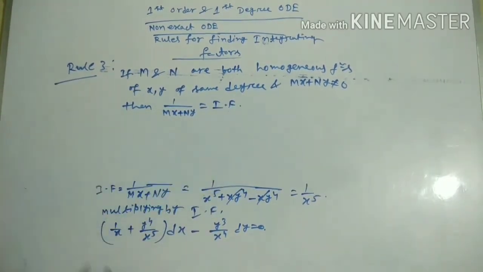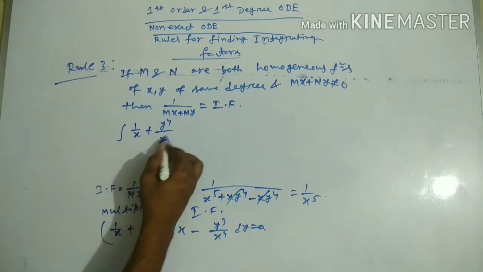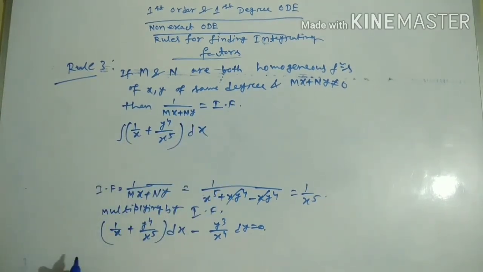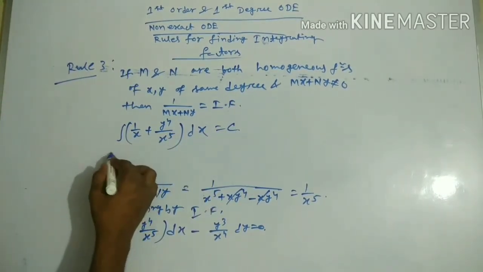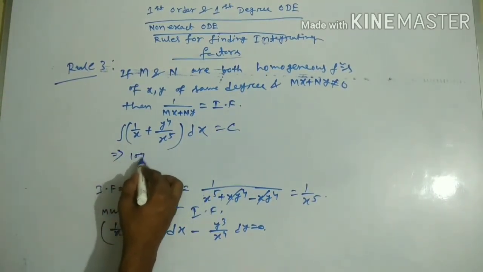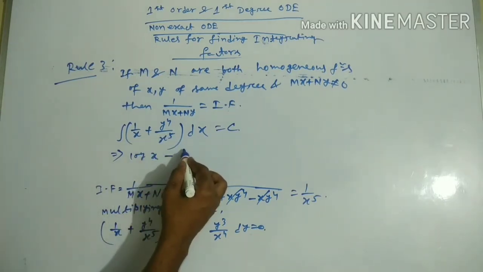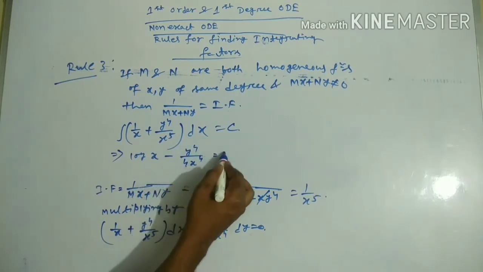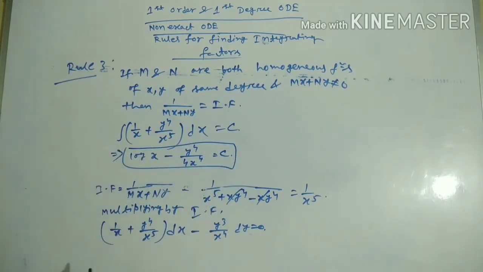So for solving, integration of M dx, 1 by x minus y to the power 4 by x to the power 5 dx, plus integration of N, but N contains x here, so we will not take N. So the general solution will be this equal to c. Now after integration, this will be log x minus y to the power 4 by 4x to the power 4 equal to c. So this is the general solution for the given ODE.